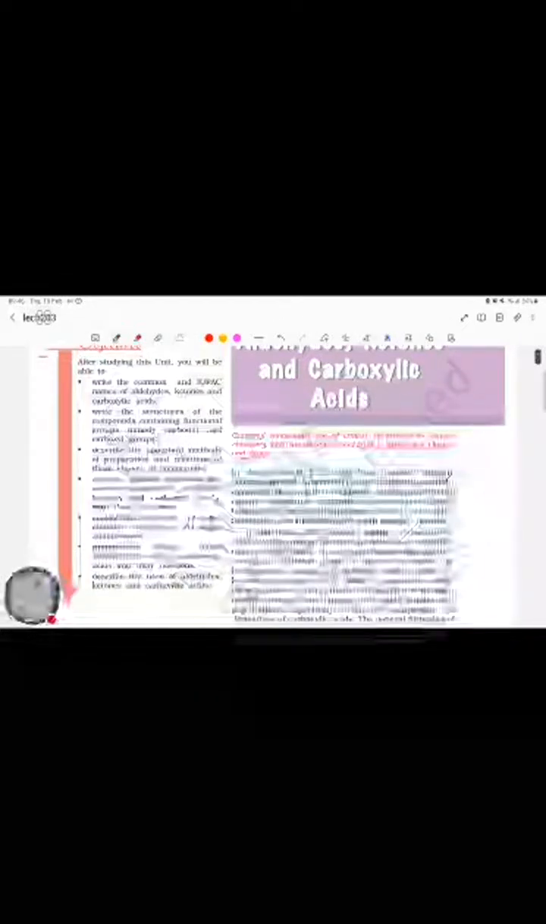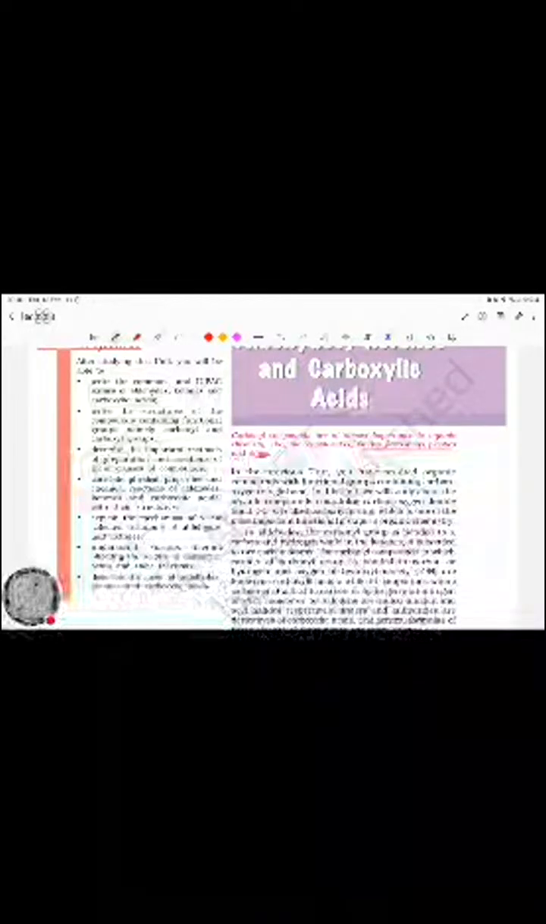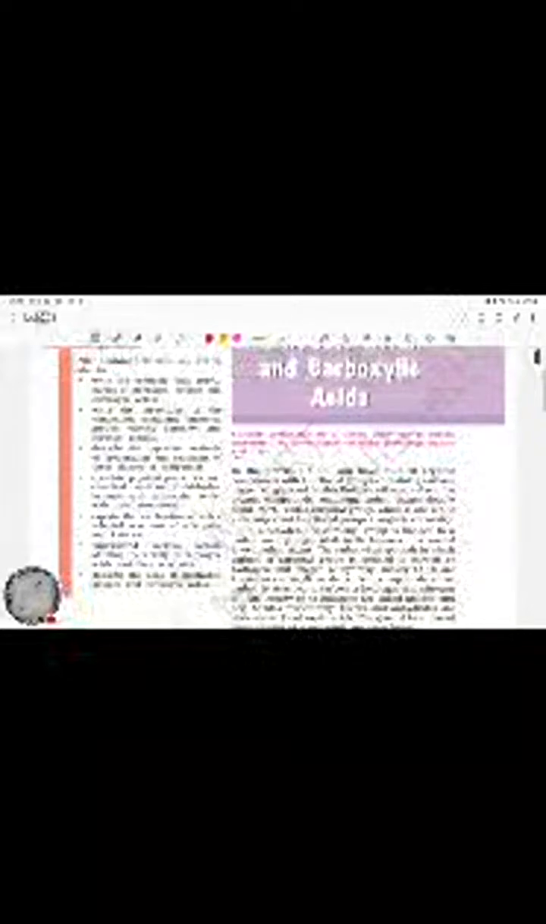We'll see how to write the common and IUPAC names, the structures, and then we describe the preparation methods, the physical properties, and then chemical properties. Chemical properties implies reactions with certain other types of compounds, and then finally we will enter into their uses. That's all we'll do, and that's the sequence we'll follow for every other organic chemistry chapter. So this is the 8th chapter.